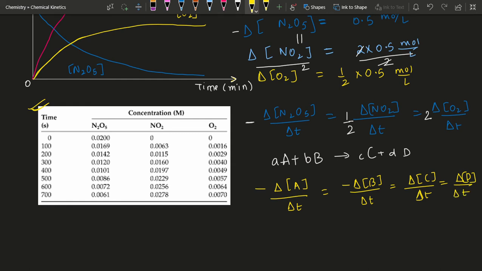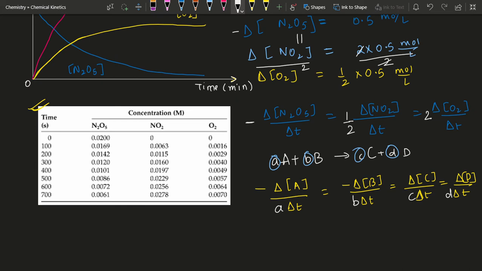And now you write in the coefficients. You write in these coefficients. For A, you write its coefficient in the denominator. For B, you do the same. For C, you do the same. And for D, you do the same. And that's it. That is what we call the rate law, the rate expression.